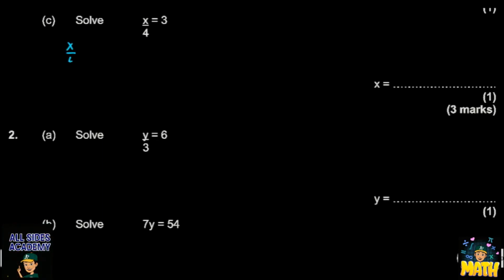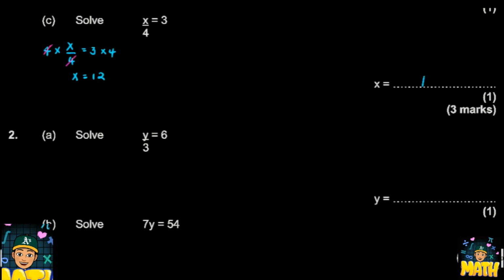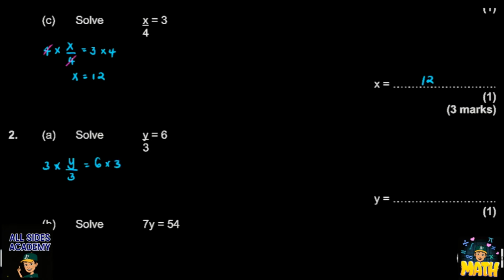Solve x over 4 equals 3. So x has been divided by 4. So in this case, what we do is we multiply by 4 on both sides. So the 4s cancel out. We remain with x equals 12. So our x is 12. Solve y over 3 equals 6. So we multiply by 3 on both sides because it has been divided. And the 3s cancel out, y becomes 18. So our y is 18.